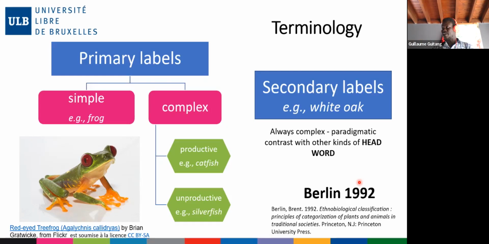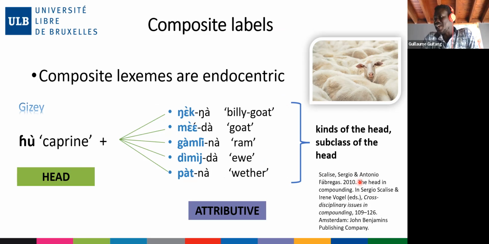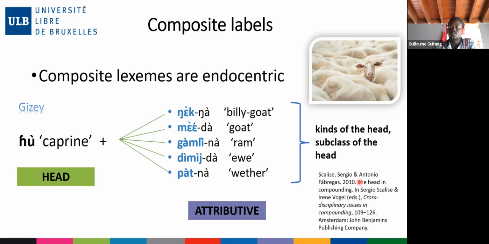I think we've now seen the terminology, so everything is clear. We can now go into the details about the labels in the Masa languages. I will not come back to these definitions, maybe just a few. Let us discuss the data from the languages. Now, the composite labels. The understanding that we get from what I said so far is that composite labels are endocentric. So they always describe kinds of the head word, or subclasses of the head.